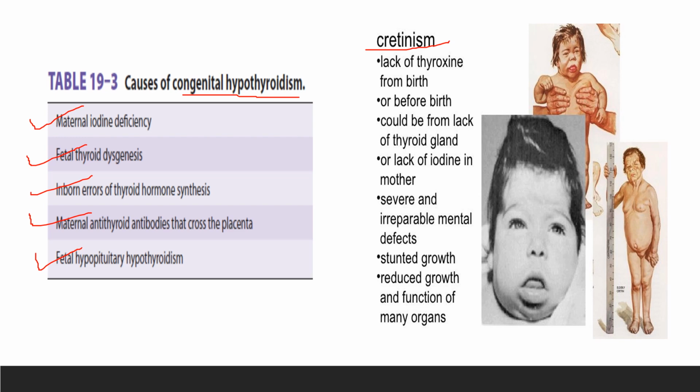As we know, the thyroid hormone is very much responsible for fetal growth and development and also postnatal life, the fetal brain development and brain development in postnatal life. So lack of thyroxine from birth will cause mental retardation. There will be stunted growth, reduced growth and functions of many other organs. So that specific condition is known as cretinism.